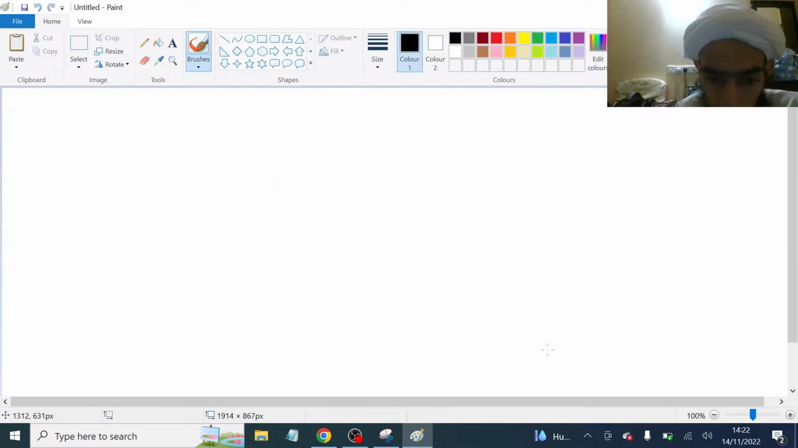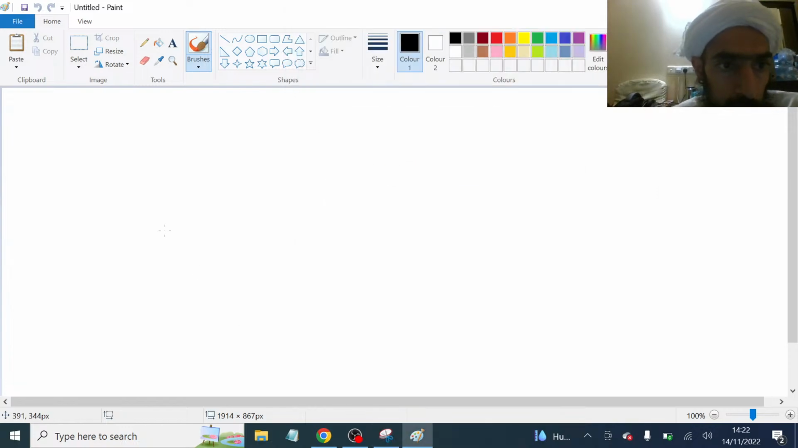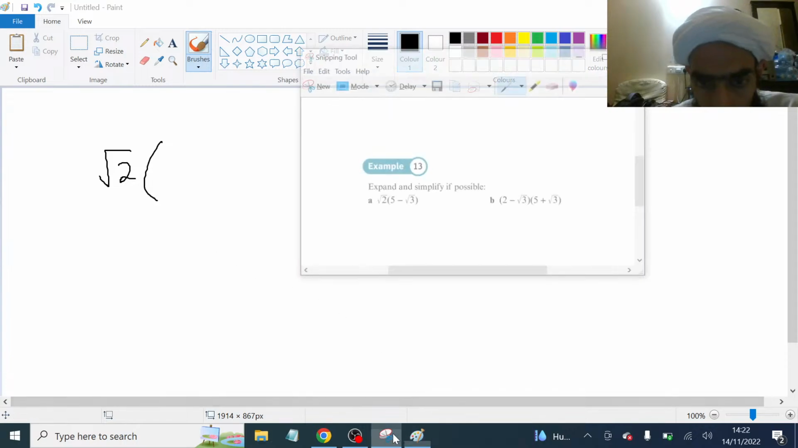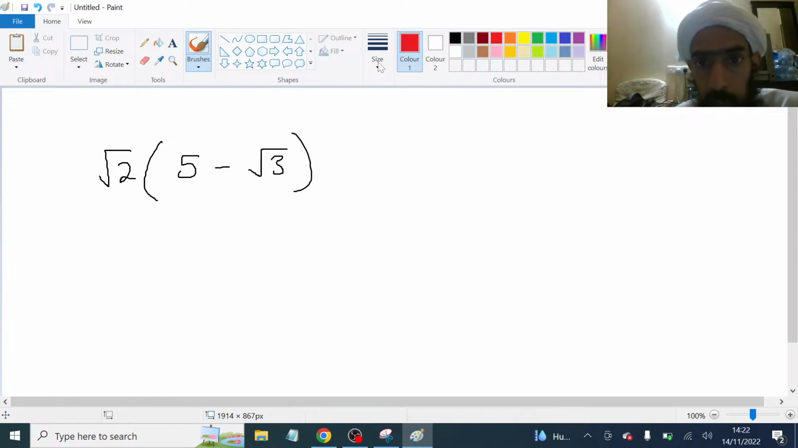Okay, let's see how that helps us in today's example. First example is root 2 expand brackets with root 2 on the outside, and then on the inside of the brackets 5 minus root 3. So just like GCSE, just expanding brackets, we are going to do root 2 times 5 and then followed by root 2 times minus root 3.